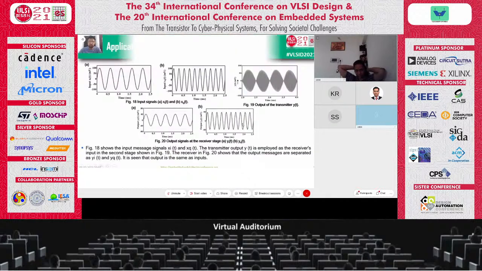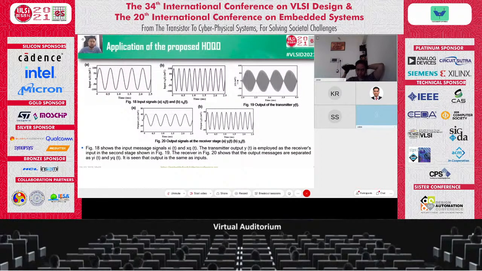YI(t) and YQ(t) are the detected signals at the receiver. So figure 18 shows the input signal XI(t), and B shows the XQ(t). So this is the output of the transmitter. So at the receiver, figure 20 shows that the output messages are separated as YI(t) and YQ(t). So it can be observed that the output is same as the input. That means it provides the verification of the proposed quadrature oscillator configuration.